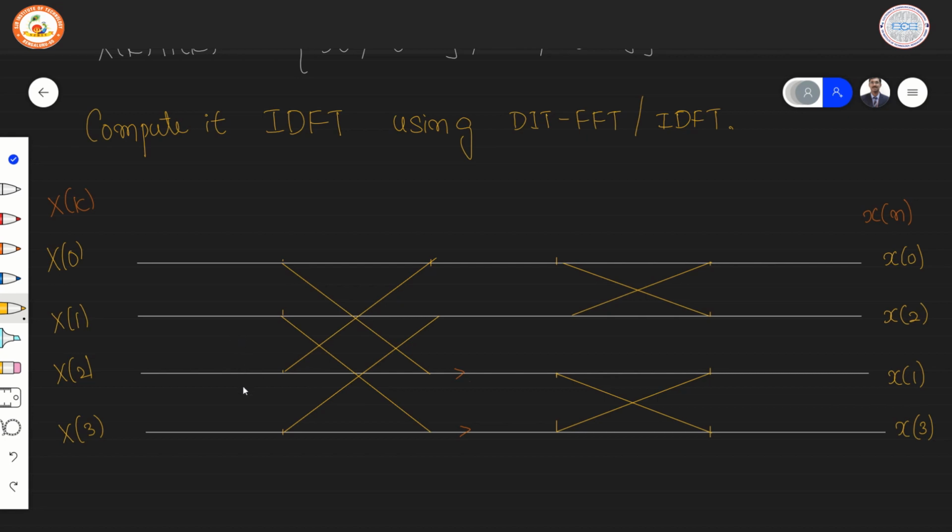The twiddle factor multiplication will happen after the structure. Therefore, we have to multiply it by W4 to the power of 0 and W4 to the power of minus 1. And here we have to multiply it by W4 to the power of 0 and W4 to the power of 0. And lastly, the answer we get has to be scaled with 1 by 4.